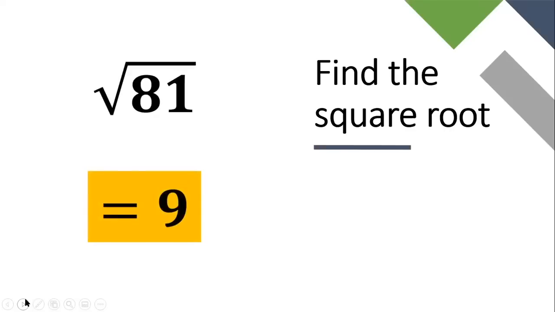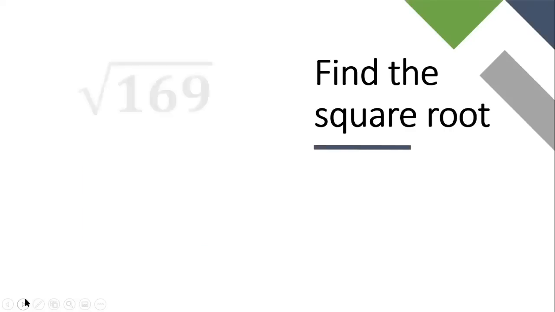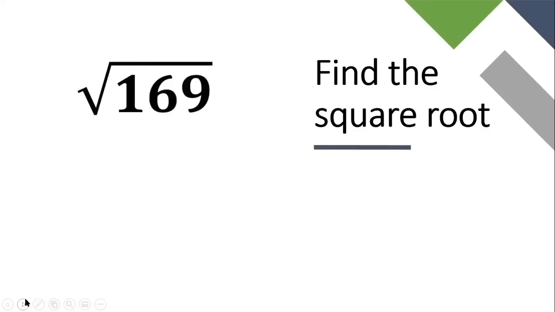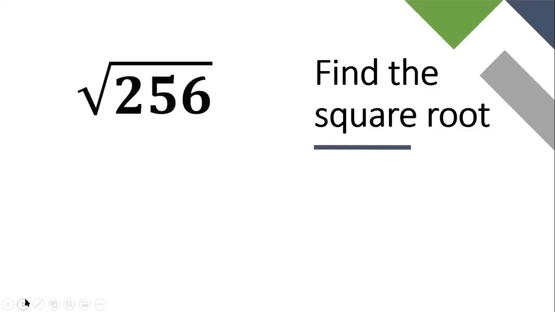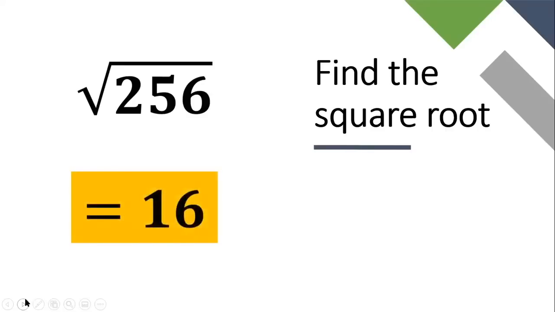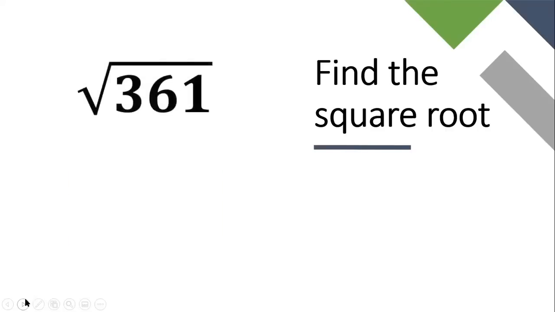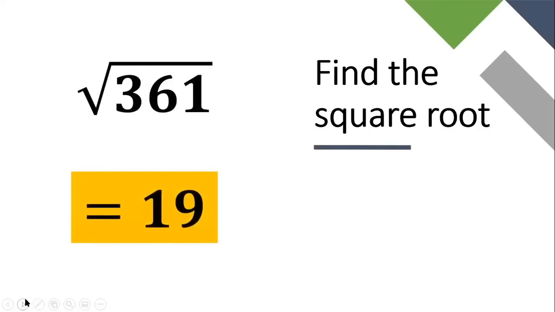I hope you're doing it right. Next, square root of 169. 5, 4, 3, 2, and 1. The answer is 13. Next one, square root of 256. 5, 4, 3, 2, and 1. The answer is 16. And the last one, square root of 361. 5, 4, 3, 2, and 1. The answer is 19.